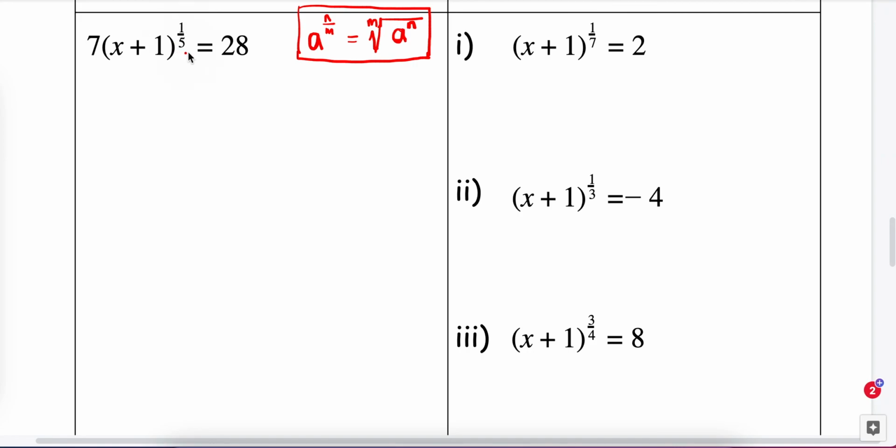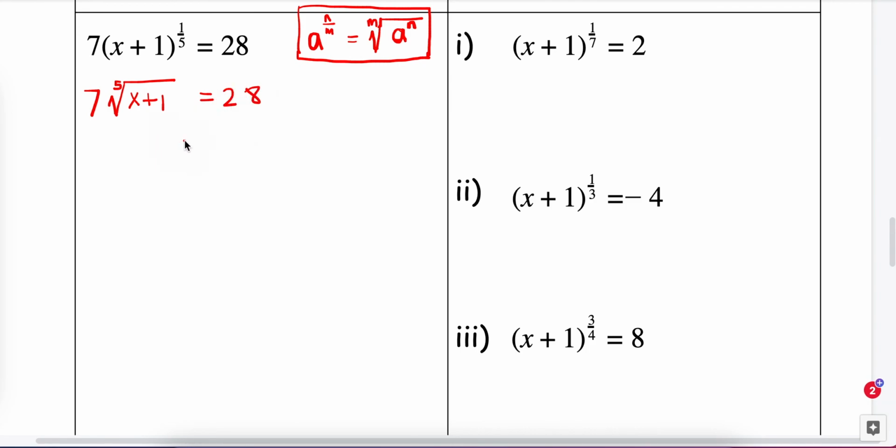So anytime we see a fractional exponent, and you've seen this before when you were looking at square roots, anything brought to the power of a half is a square root. Well, it works the same way in this case. So we can rewrite this whole thing in parentheses at the very beginning. This is no different than 7 times the 5th root of x plus 1, and that's equal to 28.